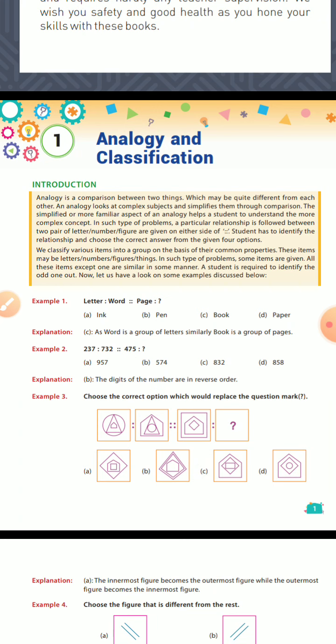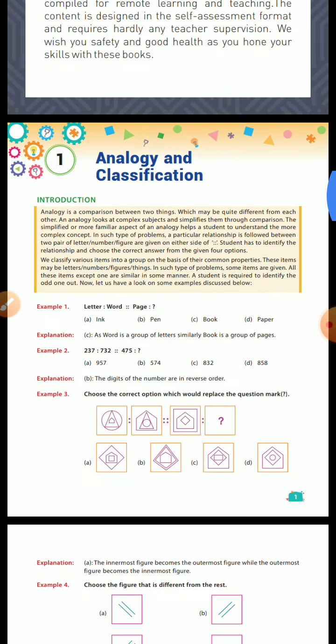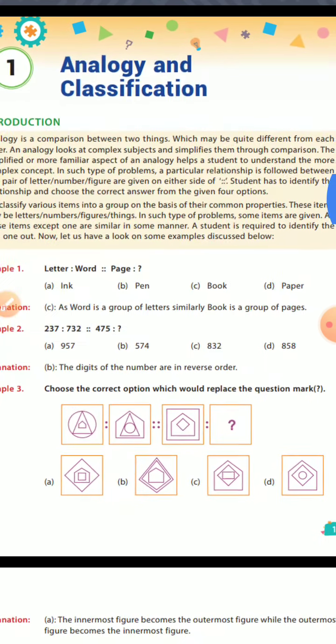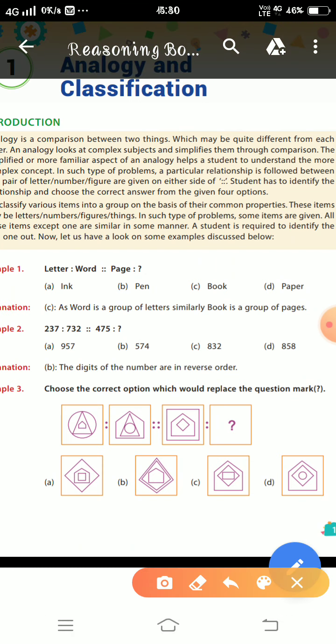Okay, so let's begin with the examples, then we will be solving the exercises. First example: letter is related to word. How are letters related to a word? A word is a group of letters. So page will be related in what manner? The options are ink, pen, book, or paper. As a word is a group of letters, similarly a book is a group of pages. So the right answer is book.